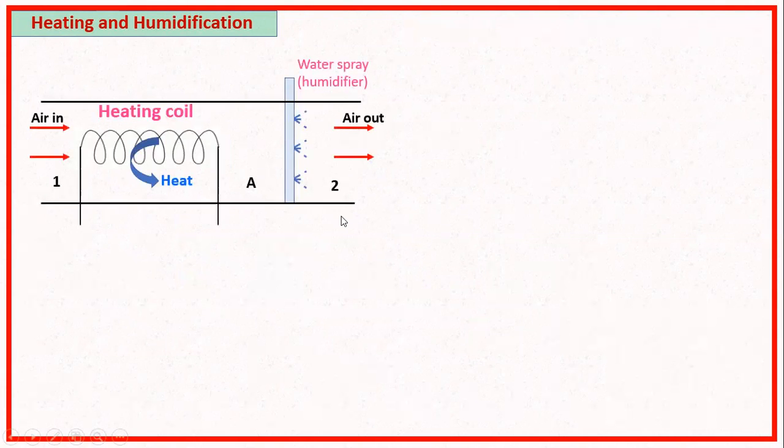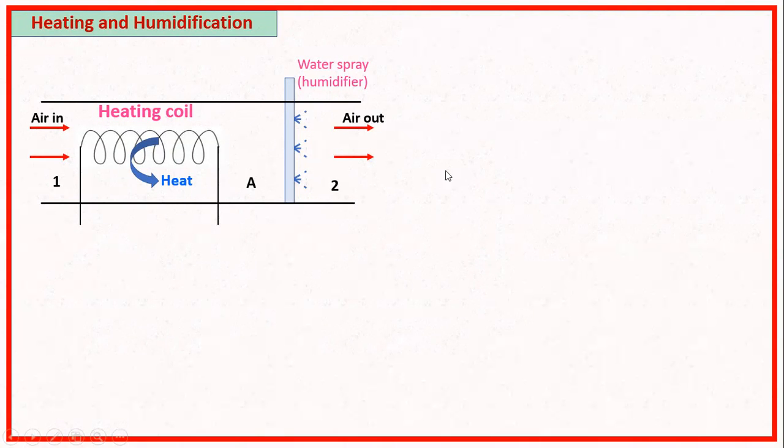Now, let's go to the next case, heating and humidification. So that means initially, first you have a heater coil and the air is at cold condition. It is passed over the heating coil. So what happens? The heating coil means it is sensible heat. Only the dry bulb temperature increases without changing any of the moisture content in the air.